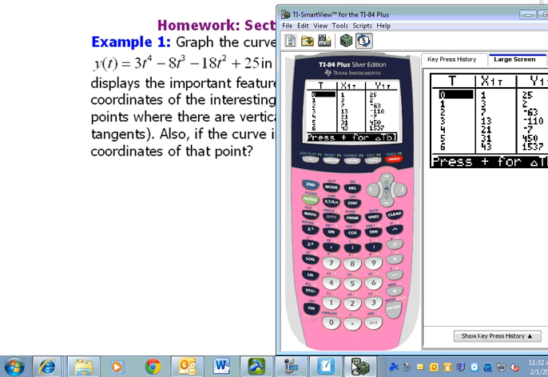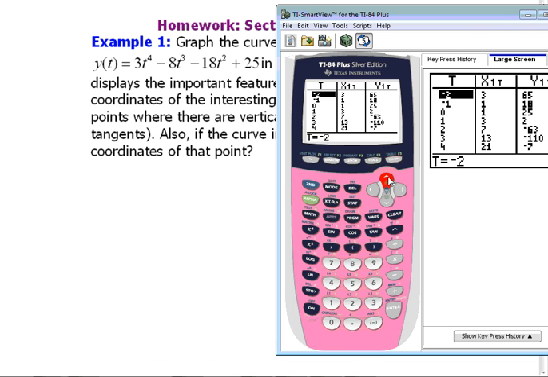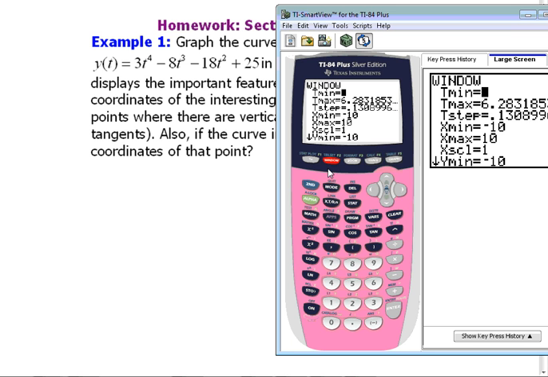Well, go up. Arrow up. Okay, how about the negatives? If we do negative 6, okay, look at that. The y's are going to go to 322. The x's are okay. So you have to go into your window. And we want T-min to be negative 6, or negative 5. Negative 5. And then T-max to be positive 5. Because other than that, it's going to get huge.